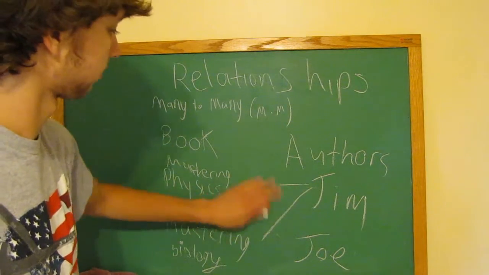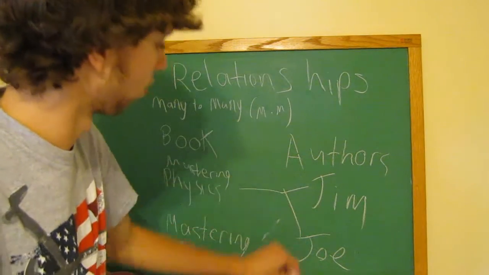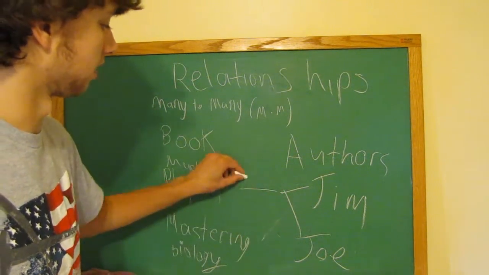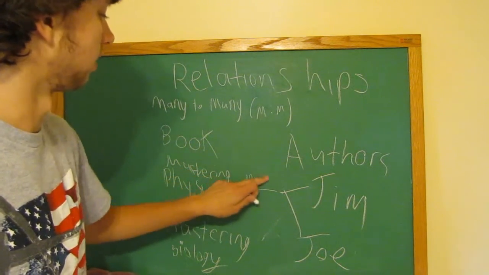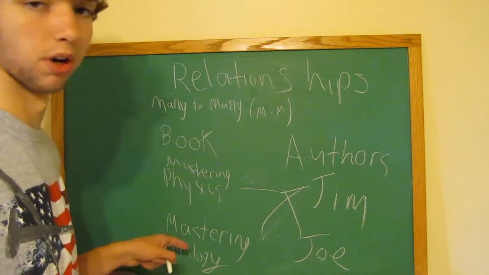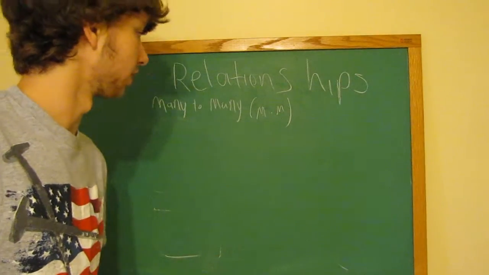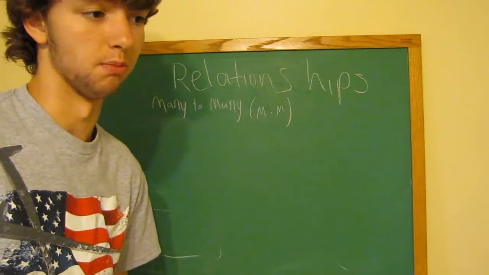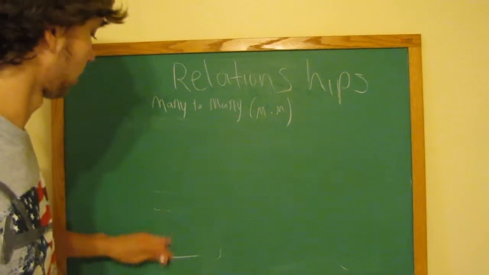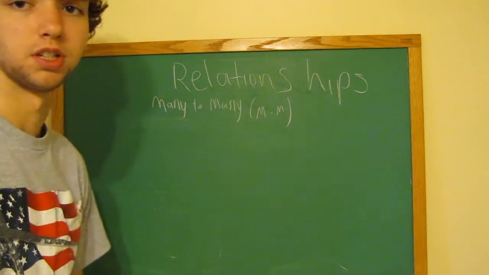Think of it like this. Mastering Physics could have gone to Jim or Joe. These guys could have worked together, so both of them. So that is many to many, because Jim could have also worked on Mastering Biology by himself. It's many to many. The thing about many to many relationships is you want to avoid them when designing a database, because many to many relationships can make a ton of redundant, useless, confusing information.